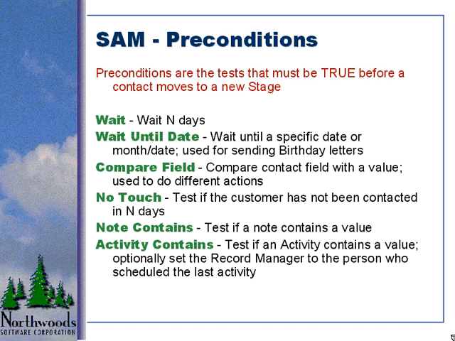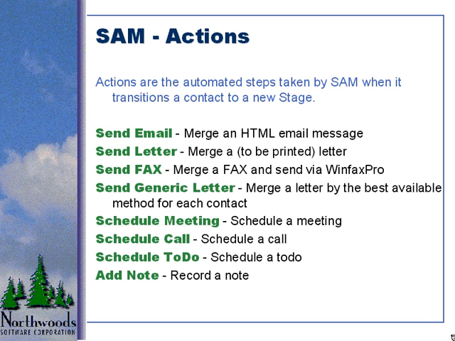No touch is test if the customer has not been contacted within a certain number of days. You can do note contains to test if notes history contains a particular value. You can do activity contains, which will test an activity to see if it contains a value, and you can optionally have this set the record manager, because who owns the activity can sometimes determine who's following up on it and that kind of thing, or who owns that contact in your database. That's the end of preconditions.